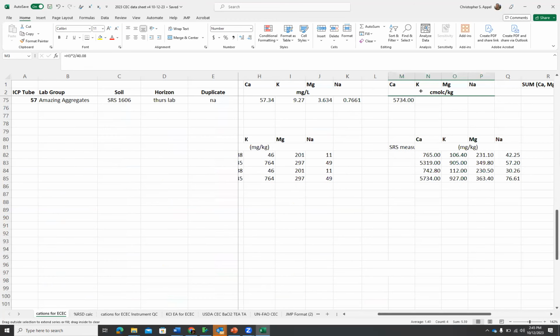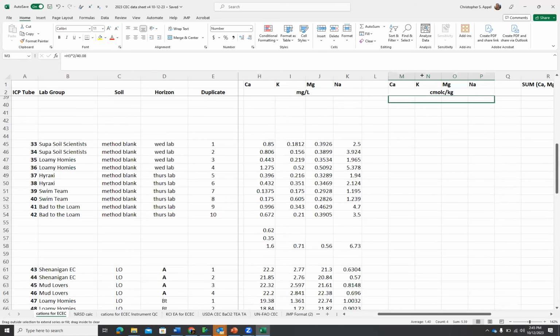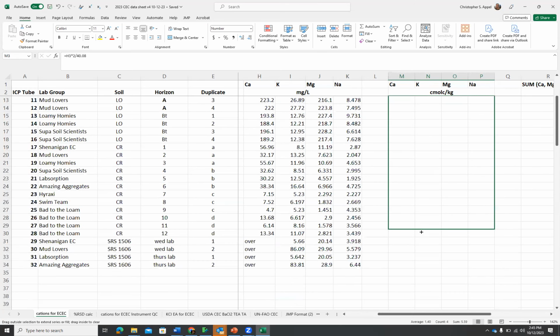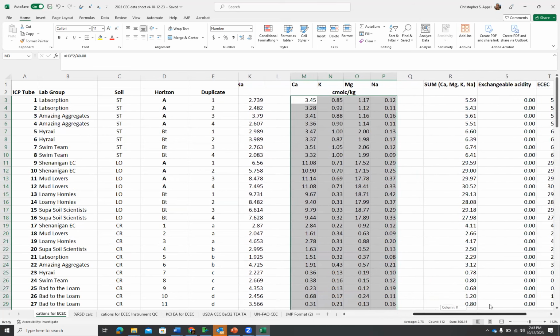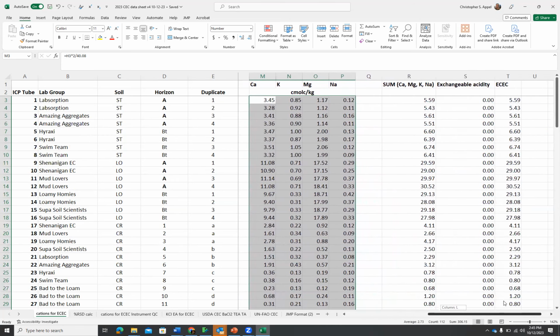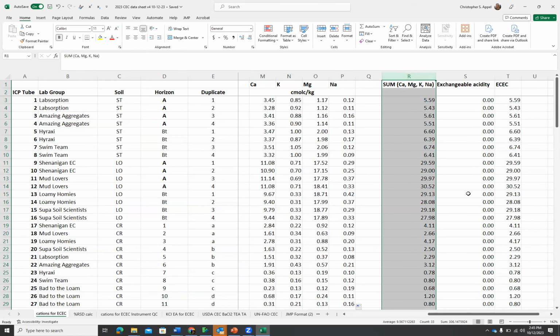And we'll include the Costa Rica soils, but you don't need to do the SRSs because we already did them. We already figured out what the recoveries of those were. So I'm just going to stop right there. And the place that you can check to see if we are in agreement is in the sum row, column R, because that's going to add them all up.